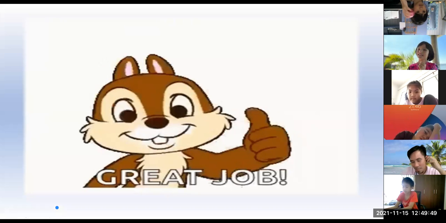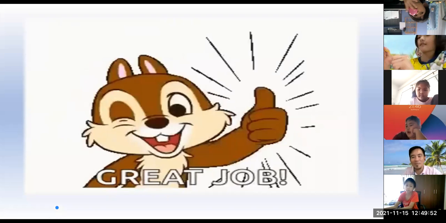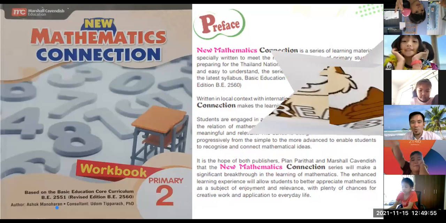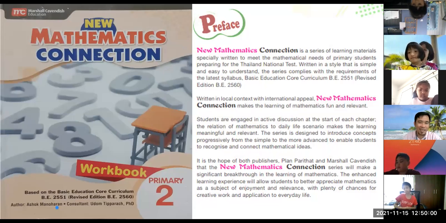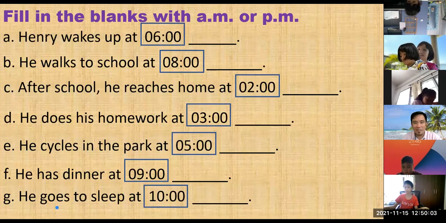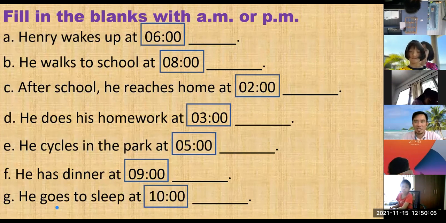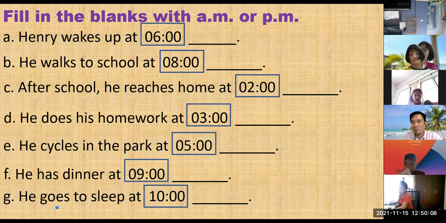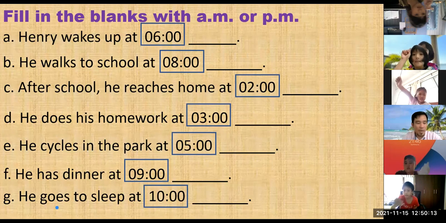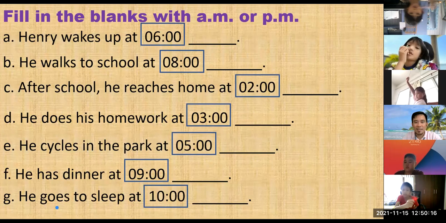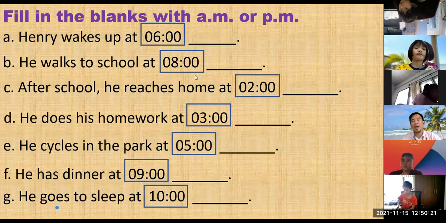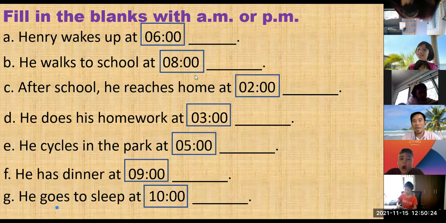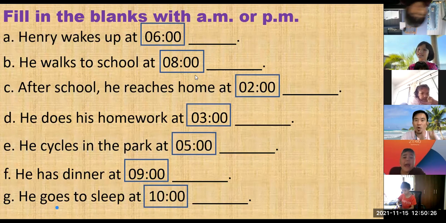Now here we go. You're doing a great job. You know how to identify AM and PM. Now, please get your workbook and let's try to answer it. Page 109 in your workbook. Let us answer these questions. We have here 7 questions. Everybody, pencils up. Now, we will fill in the blanks with AM or PM. Only 2, AM or PM.